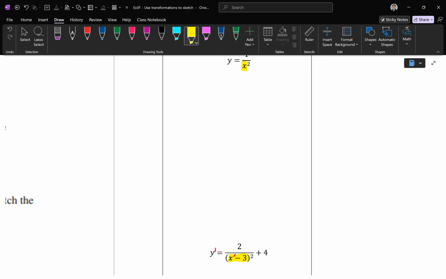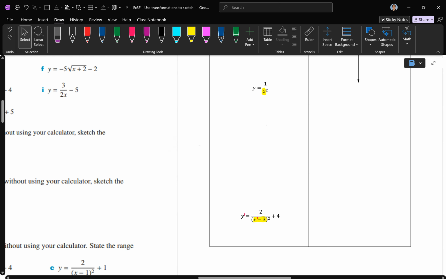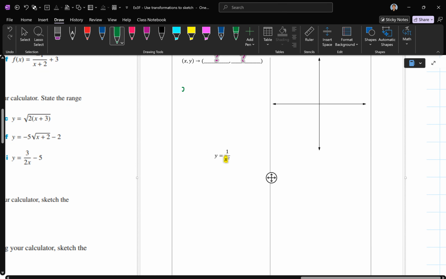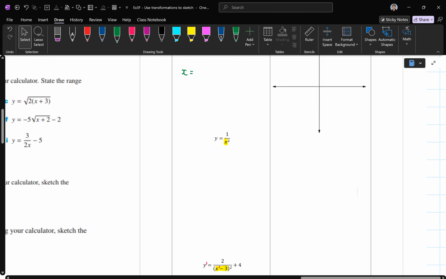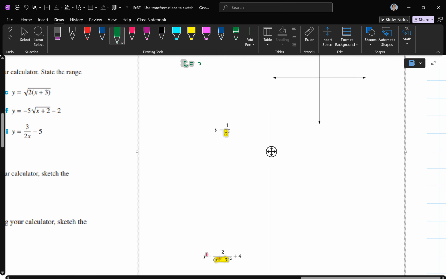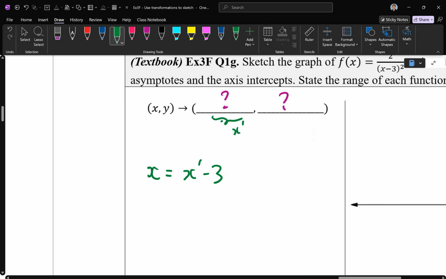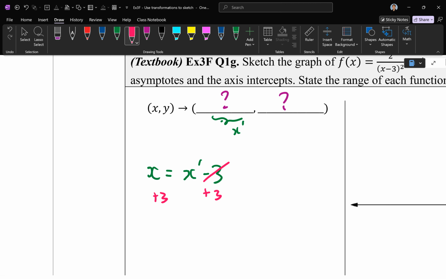So I like to start off with the x's. The x's are the easiest one to find first. So in my transformation, I can already see original x is equal to x dash minus 3. Your goal is to find what the transformation is for x dash. So let's solve for x dash here. Adding 3 on both sides, x dash now equals x plus 3.